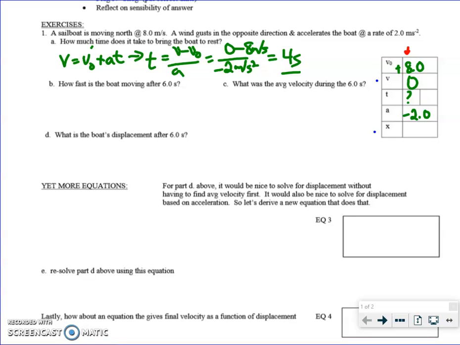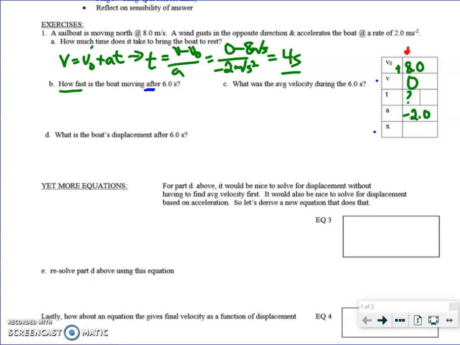Okay, so let's ask another question. How fast is the boat moving after 6 seconds? Okay, so what am I looking for? How fast? Fast is a speed. What speed? It's an instantaneous speed, because it doesn't say how fast on average. Is it the initial or final? Well, after indicates the final.